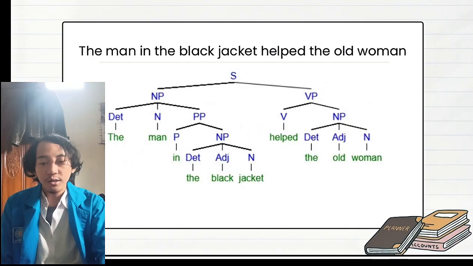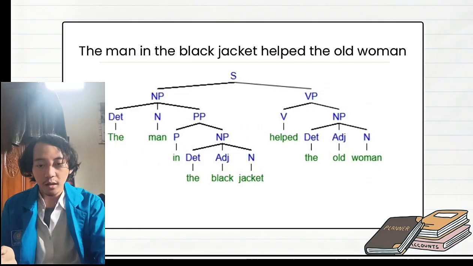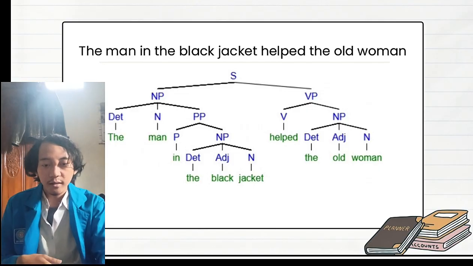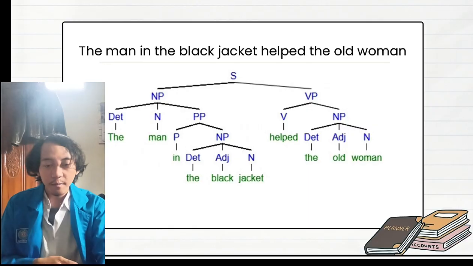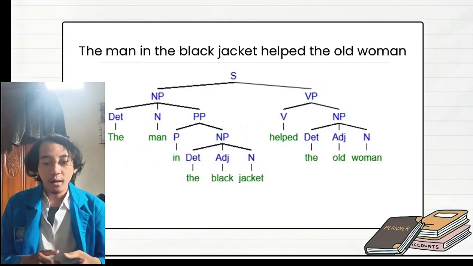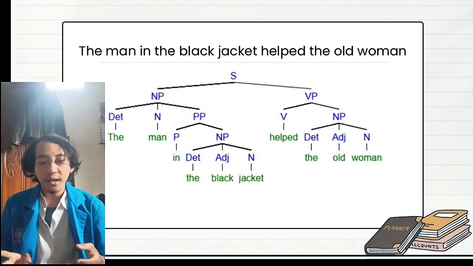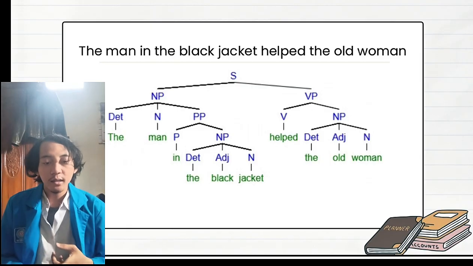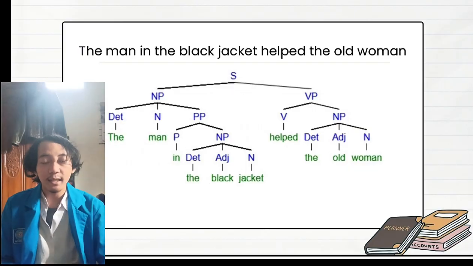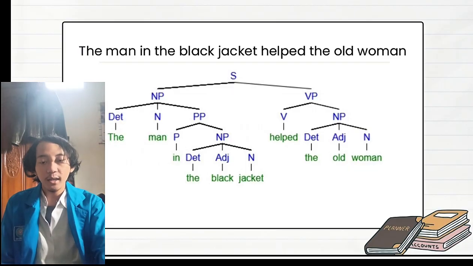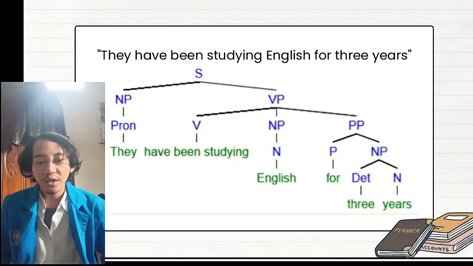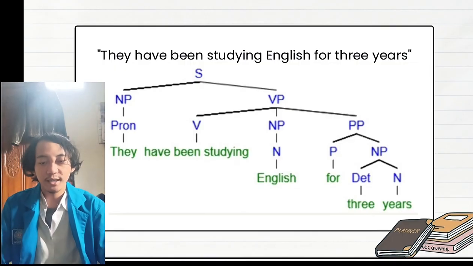The is determiner, man is a noun, in is preposition, the is determiner, black is adjective, jacket is a noun. And for the classification of verb phrase, helped is verb, the is determiner, old is adjective, and woman is a noun. The next one is they have been studying English for 3 years.